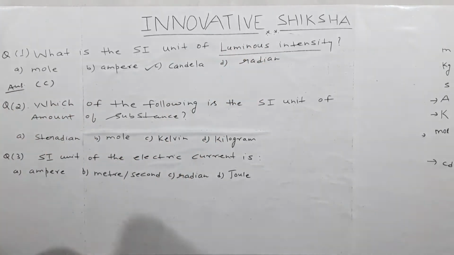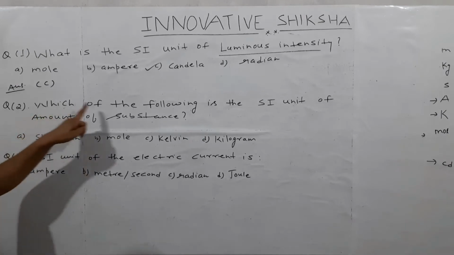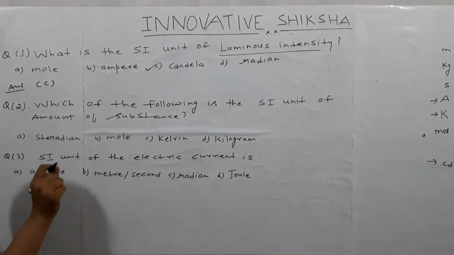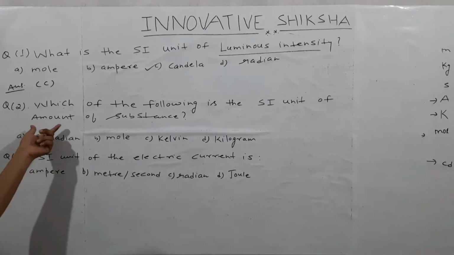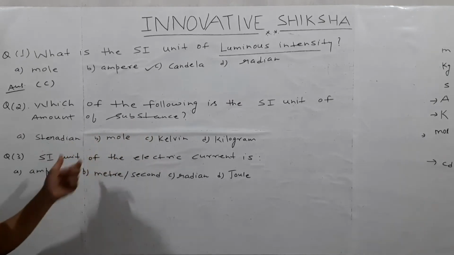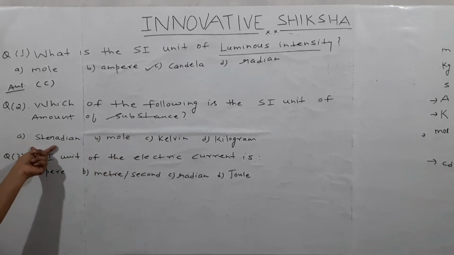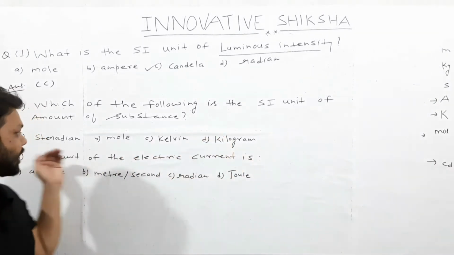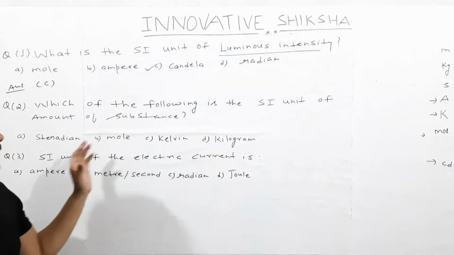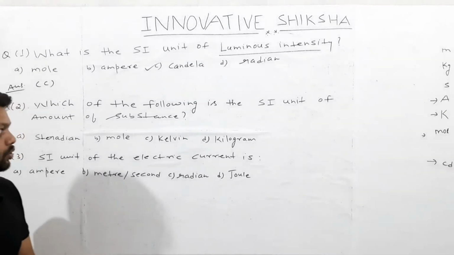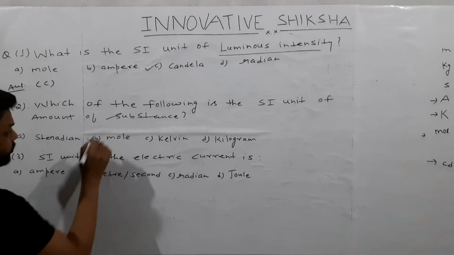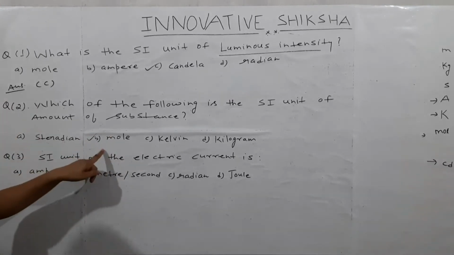So let us start with the second question. Which of the following is the SI unit of amount of substance? Your options are: the first option is steradian, option B is mole, option C Kelvin, and option D is kilogram. Out of these four options, one is correct. Please try to solve this question by yourself and then check with the correct answer. The correct answer for question number 2 is mole. Therefore, the answer will be option B.